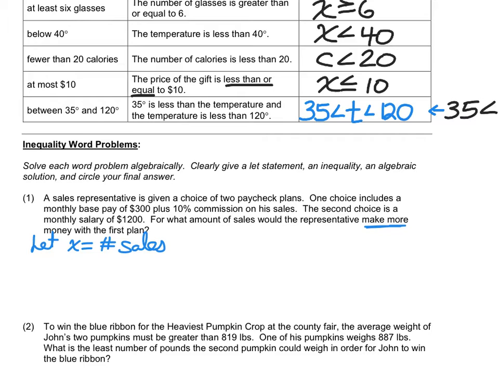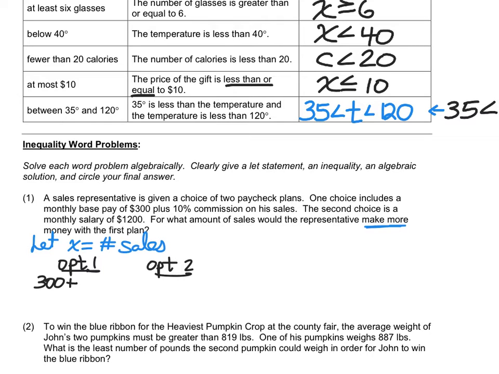All right. So I'm going to just kind of keep things as organized as possible. I'll say option 1 and option 2. So option 1 is a base pay of $300. That's going to happen no matter what. And then 10% based on the amount of sales, the number of sales.